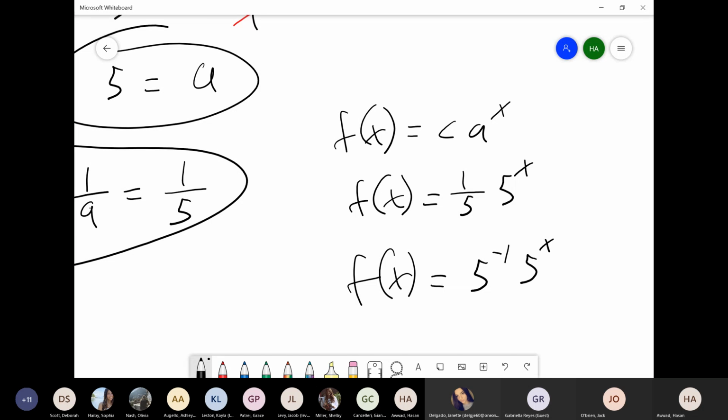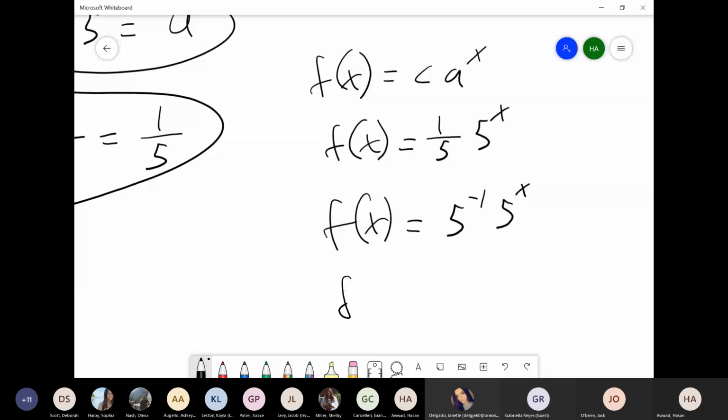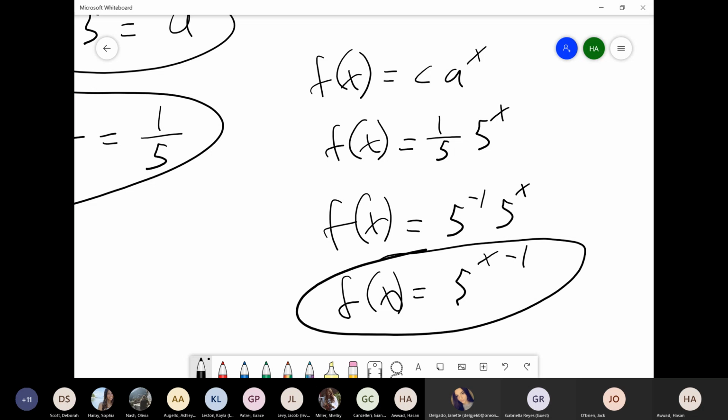But what is our other exponent rule? Our other exponent rule is when you have the same base being multiplied together, you could just add the exponents together. So 5, you keep your base the same, and now you just add the exponents together. Adding the exponents together, you have a positive x plus a negative 1, which is the same thing as x minus 1. So in reality, what I just circled, this is the most simplified version of the function.